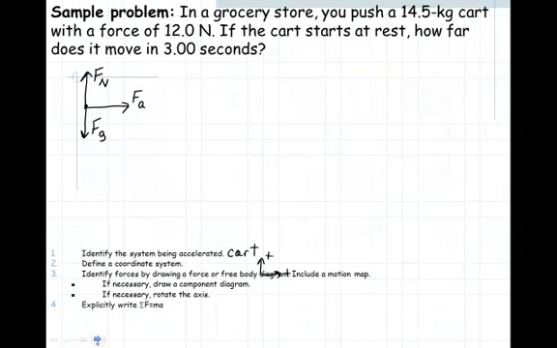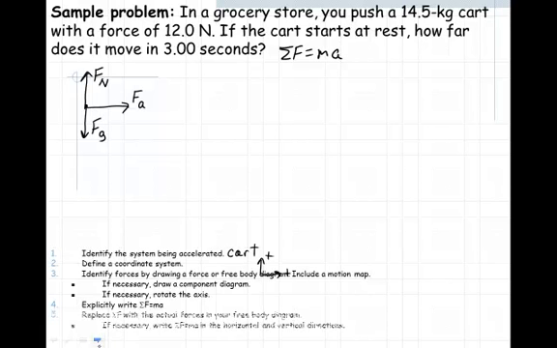We want to explicitly write out that the sum of the forces equals the mass times acceleration. Then we want to replace the sum of the forces with the actual forces in our free body diagram. So you'll notice that in the vertical, our forces are the normal force plus the force due to gravity equaling ma. But obviously the cart's not moving in the vertical, so there's nothing going on, so that will equal 0.